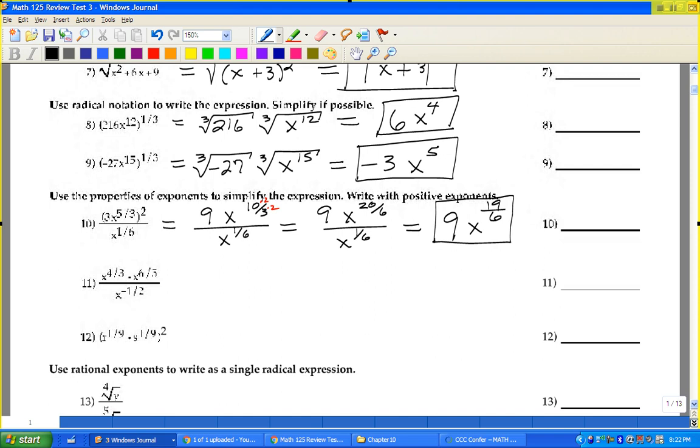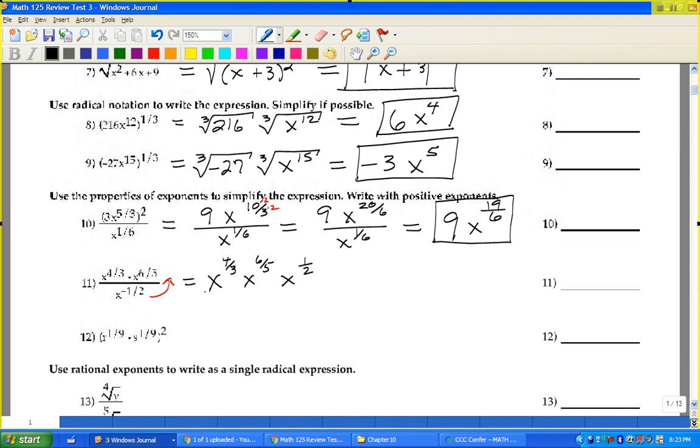Next. x to the 4/3 times x to the 6/5 divided by x to the negative 1/2. Well, since I have a negative exponent, I will bring this up from the denominator into the numerator. And when I do that, I'm going to change the sign of the exponent. So this is x to the 4/3 times x to the 6/5 times x to the 1/2. Remember that you have to change the sign of the exponent when you bring it up.